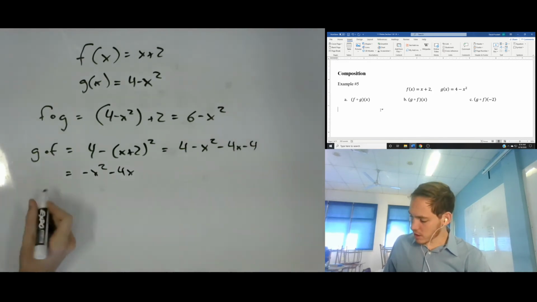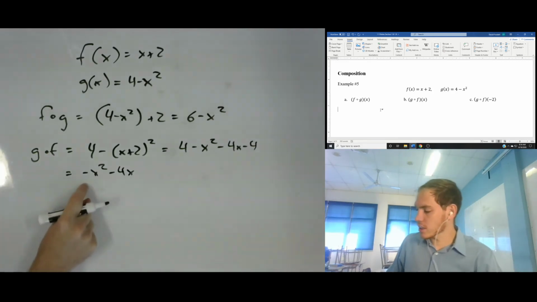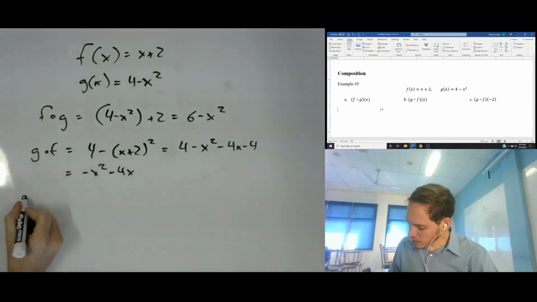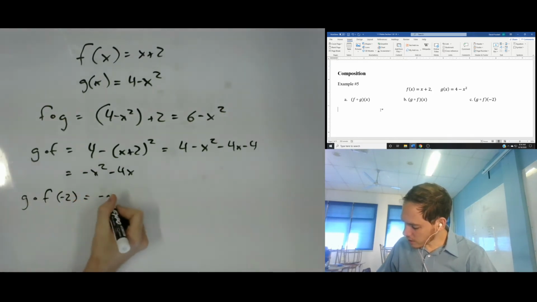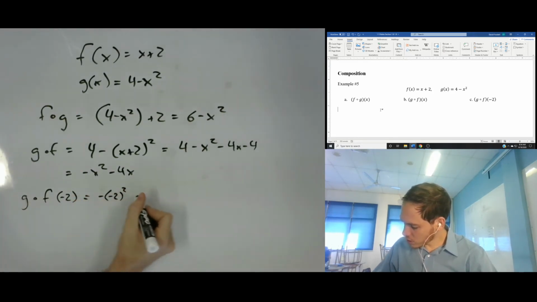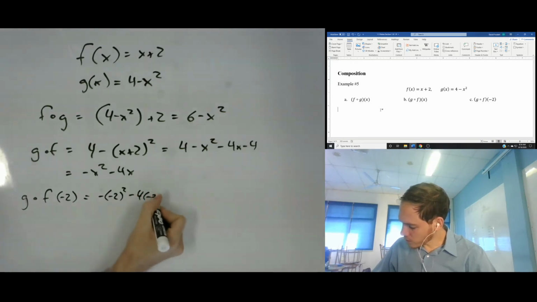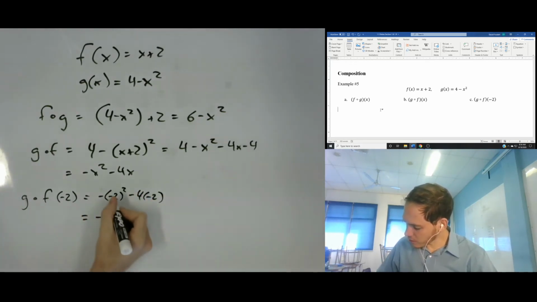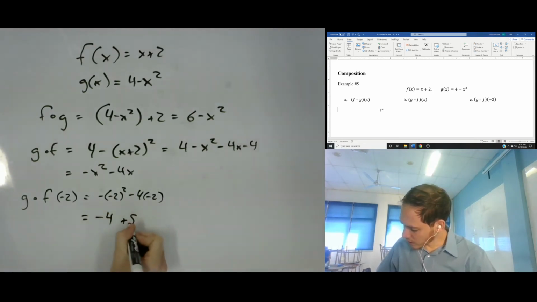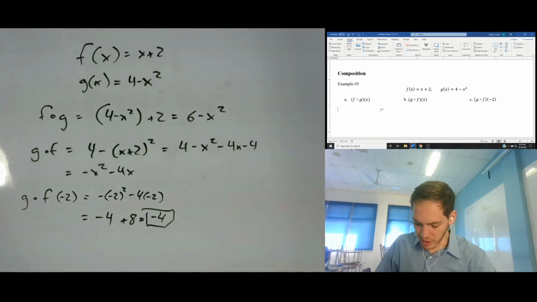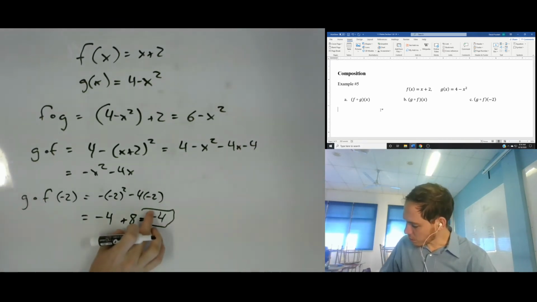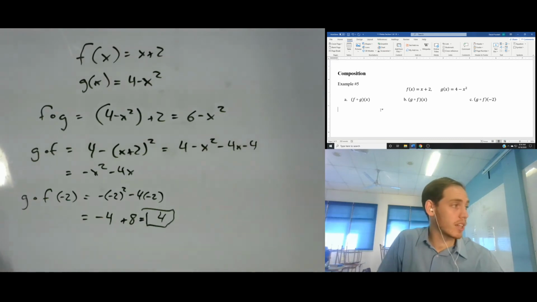What if we plug in negative 2? You just plug in negative 2 here. So g of f of negative 2, we get negative 2 squared minus 4 times negative 2. We get negative 4 plus 8 equals 4. Is that correct? Actually, it should be positive 4, not negative 4, but there we go. That's correct. That's example 5.